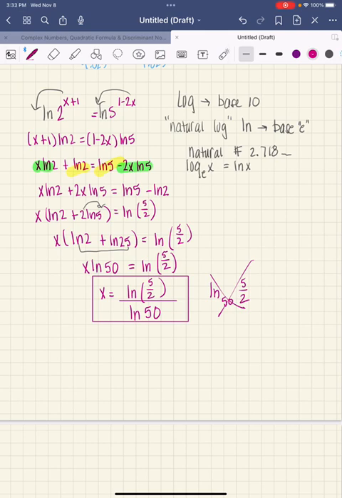So your homework for today is a lot of practicing with different equations. Some of them you need to use properties, some of them you do not.